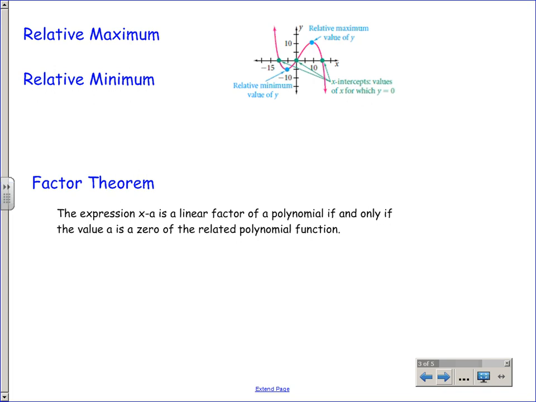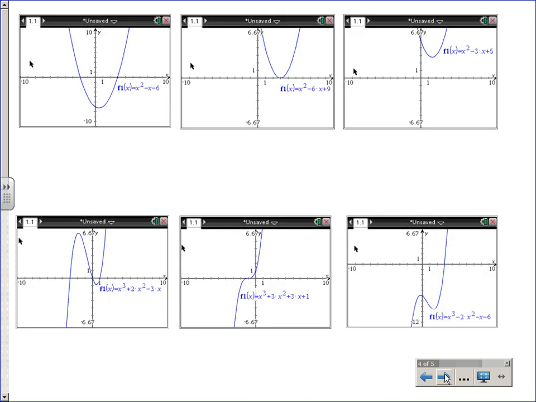The factor theorem relates those zeros to a factor. So it tells us that x minus a is going to be a factor of the polynomial if and only if a is a 0. If and only if means this is true both directions. X minus a is a factor if a is a 0. Alternately, a is a 0 if x minus a is a factor. And that's what you're going to be using to answer a lot of your questions like you did on the Inspire activity. So let's look at the last part here.